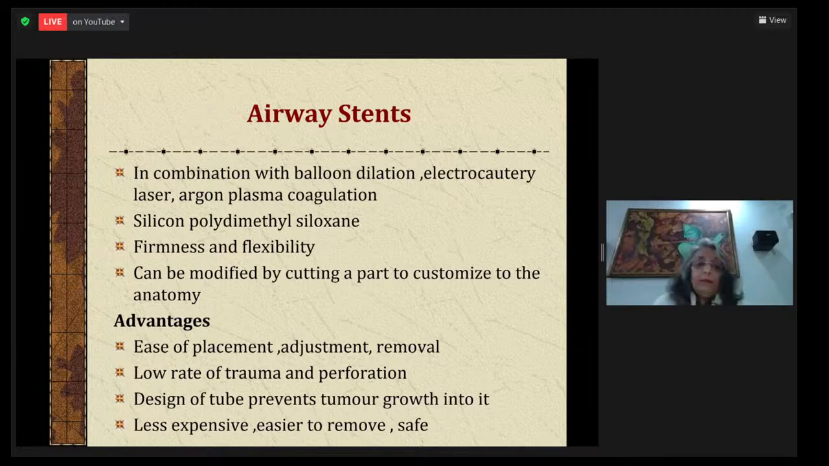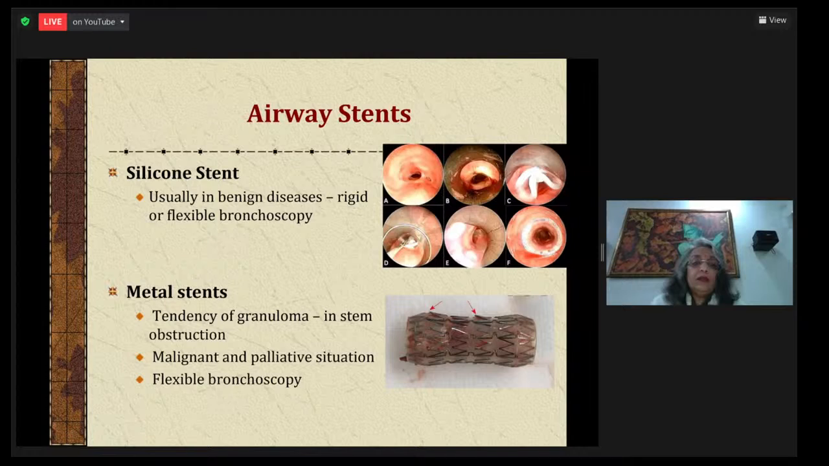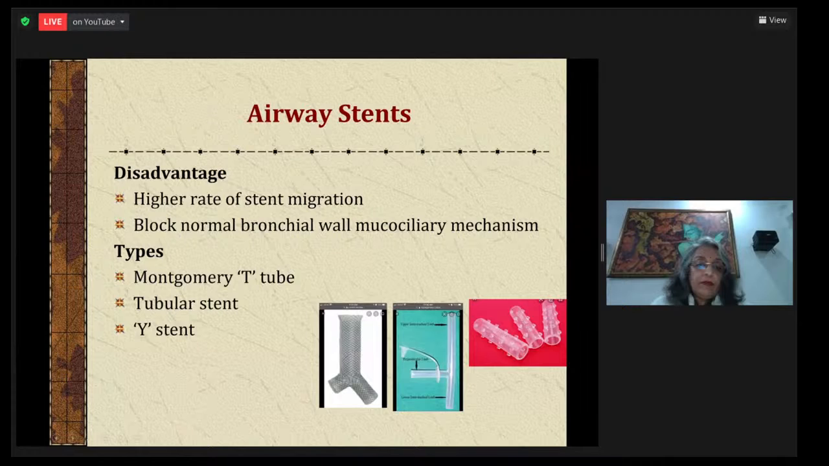Metal stents, however, have a tendency of granuloma growth into the stents, and they are usually used for malignant or palliative situations using a flexible bronchoscope. The disadvantage of the silicone stent is that the stent is smooth, although it has these buttons which get into the tissue, there is still a higher rate of stent migration, and due to it having no holes, it blocks the normal bronchial wall mucociliary function.